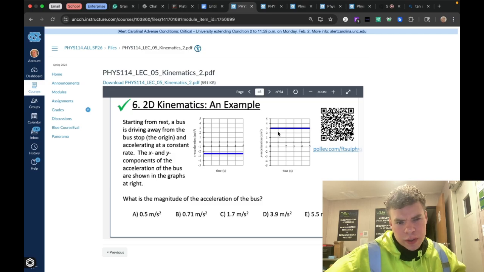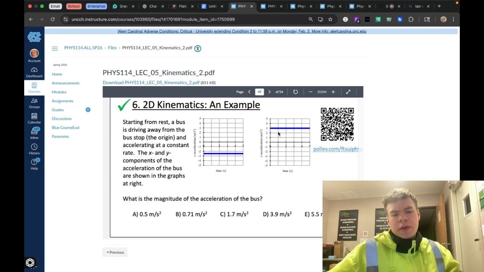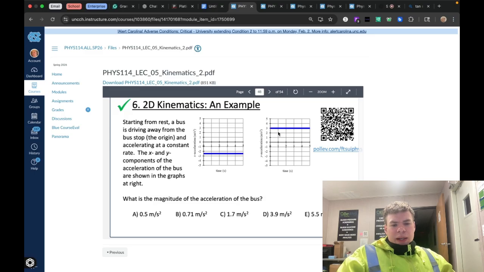Starting from rest, the bus is driving away from the bus stop and accelerating at a constant rate. The x and y components of the bus acceleration are shown in the graph. What is the magnitude? So the total magnitude.